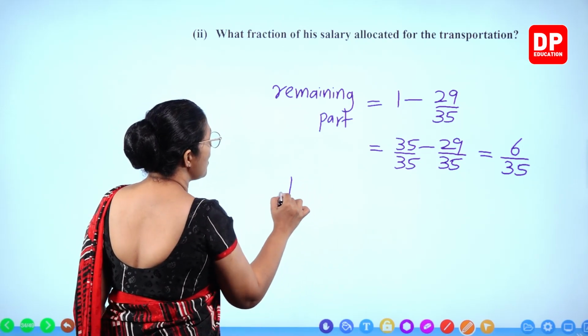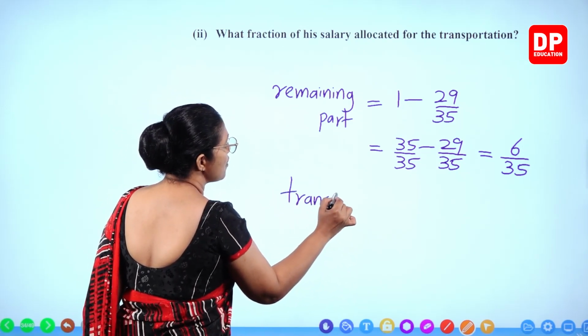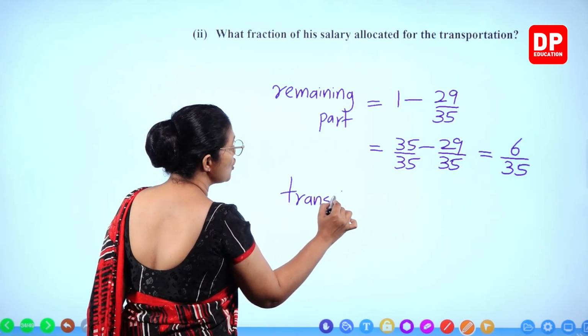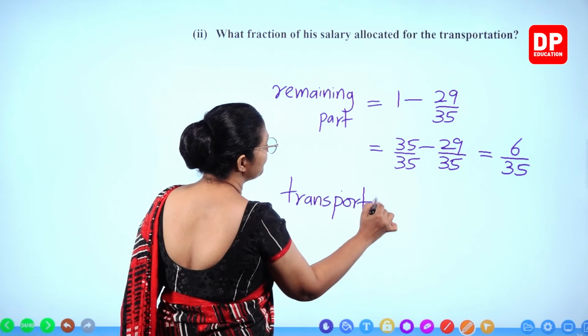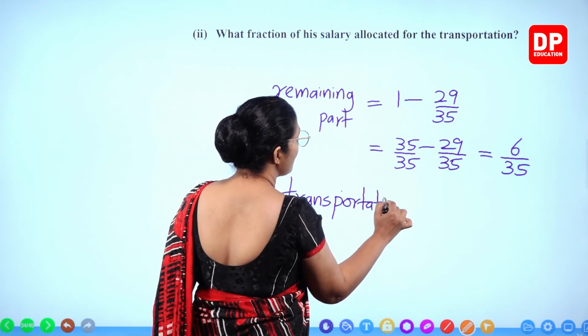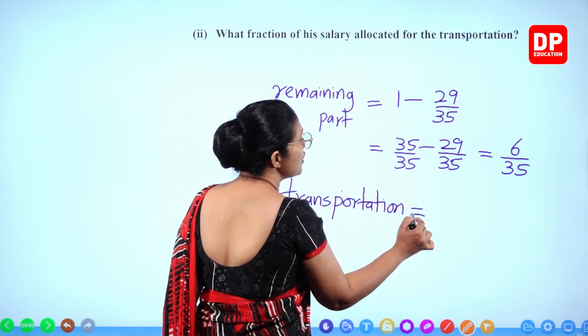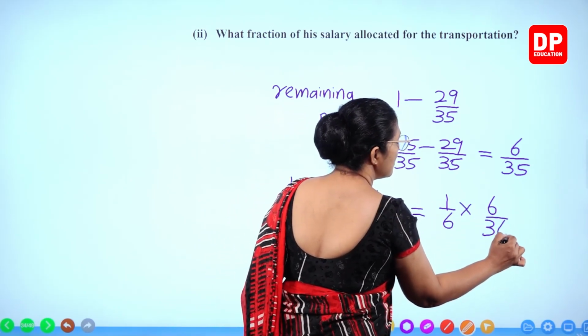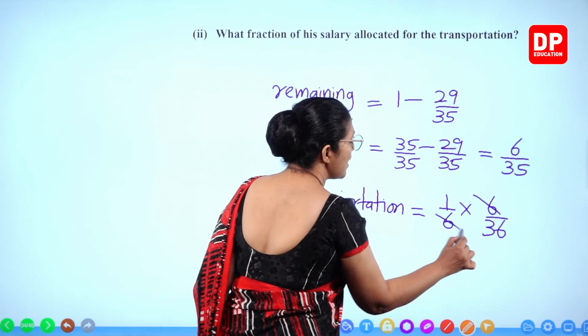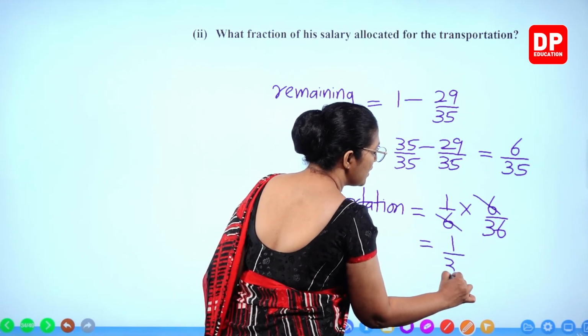So what is for transportation? Which part is for transportation? Transportation is 1/6 of that remaining part. So 6 and 6 get cancelled out. You get 1/35.